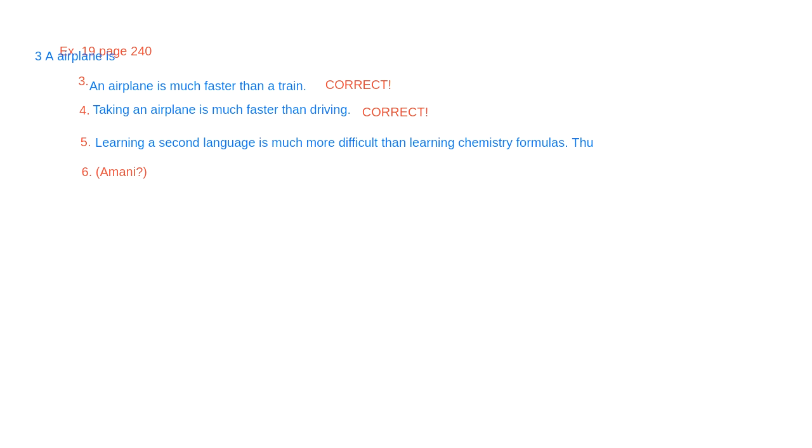Learning a second language is much more difficult than learning chemistry. What is that? Formulas? Chemistry formulas. Okay. Yes, very good. Once again, this time you used more before difficult. And why did you do that too? Why did we have to put more before difficult?